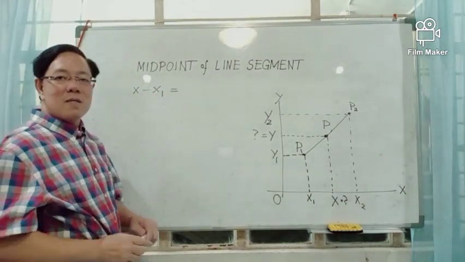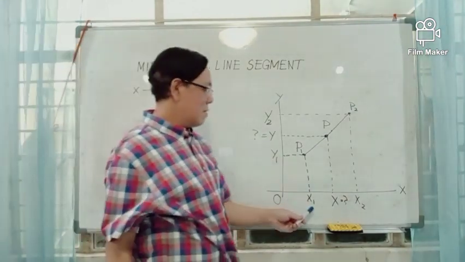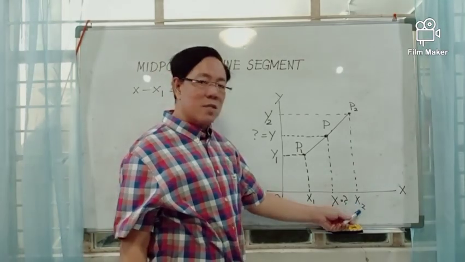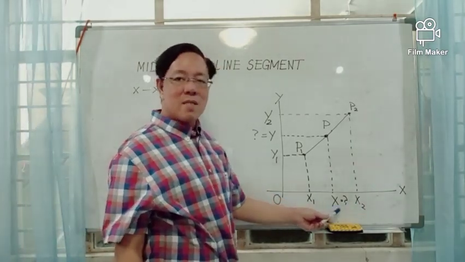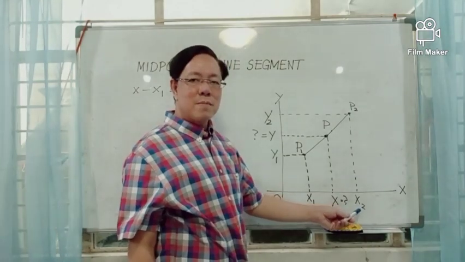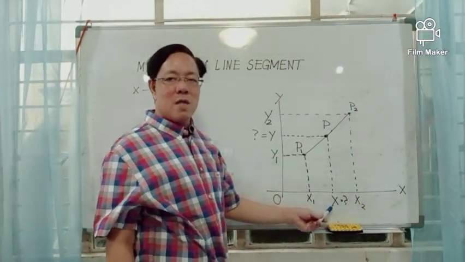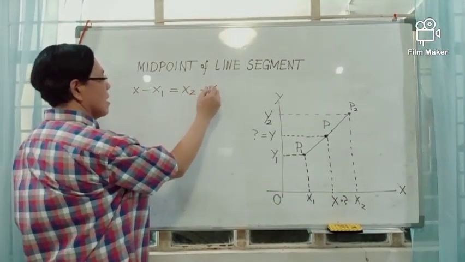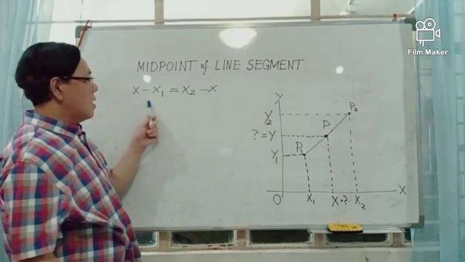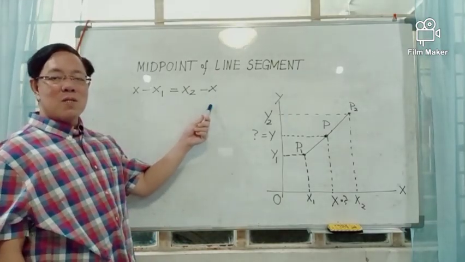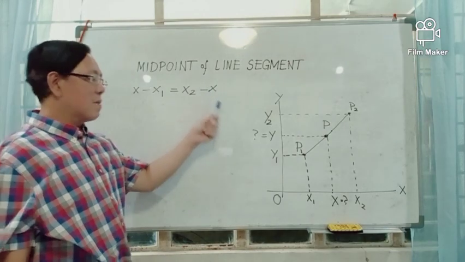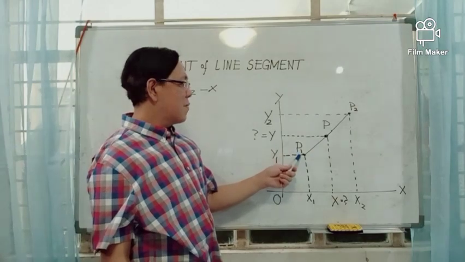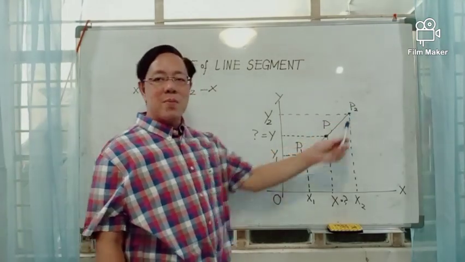And this distance is equal to the distance between X and X2. The distance between X and X2 is given by X2 minus X. And from this equation, we solve for X, the abscissa of the midpoint P, the midpoint of the line segment through P1 and P2.